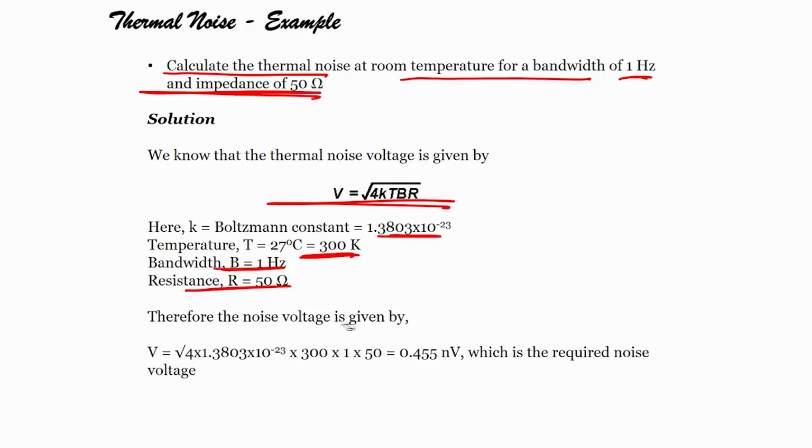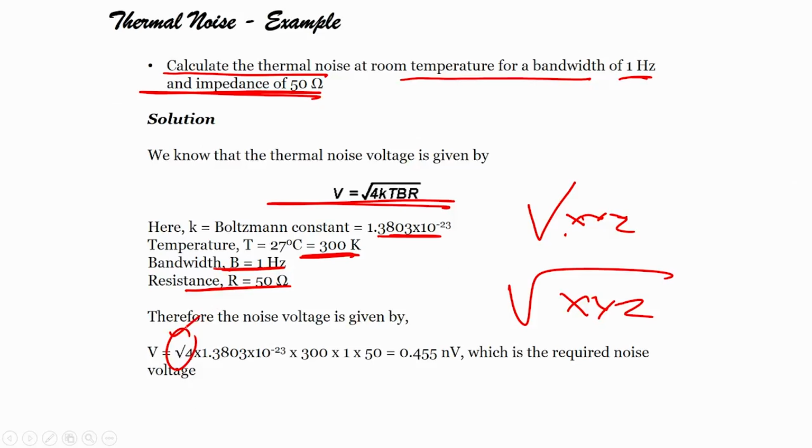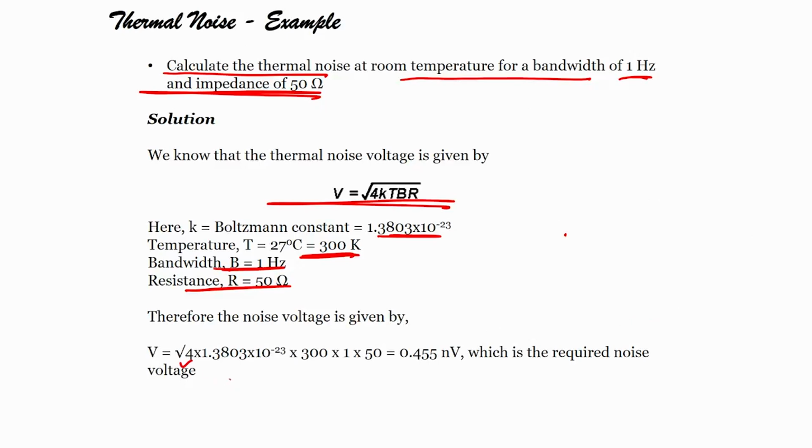under root whole. So, you do not have to use this symbol like this; if you just write under root and then write the xyz value, consider that it is equivalent to xyz. Alright. So, when you see this symbol here, this is under root. Under root of what? 4 into k, the Boltzmann constant, into temperature in Kelvin, into bandwidth, into resistance, right. See here: 4, k Boltzmann constant, temperature, bandwidth, resistance, correct.